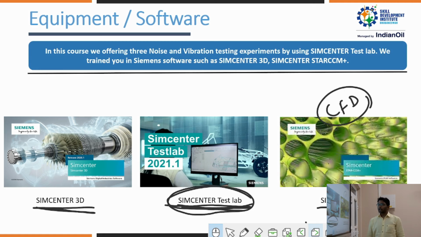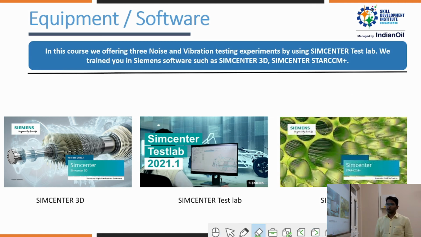And the different softwares that we use here: first is SimCenter 3D. Basically, we use this software to analyze different beams, structures, motion simulation and all that. Then there is a software named SimCenter Testlab. We use that software to analyze or examine the different experiments that we have in the lab. At last, SimCenter STAR-CCM+. This is a CFD software. With the help of these softwares, we analyze the fluid flow in a pipe or any line.